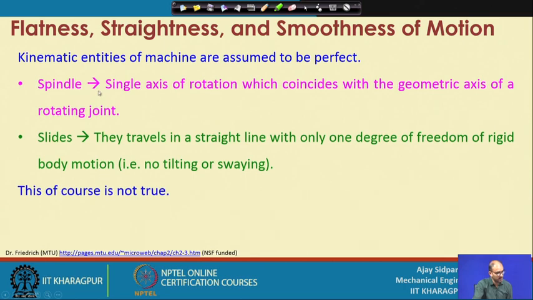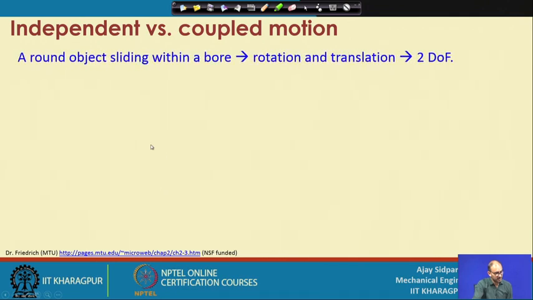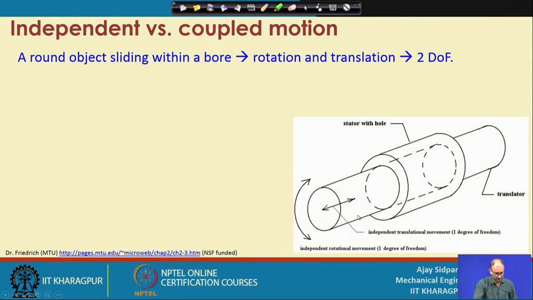But this is not the correct thing, because we assume all the things are perfect, and that is not correct. So, now let us take this example. Now consider this one component. What is this component? Here it is a round object sliding within a bore, right. So, this is the round object, and this one is the bore.